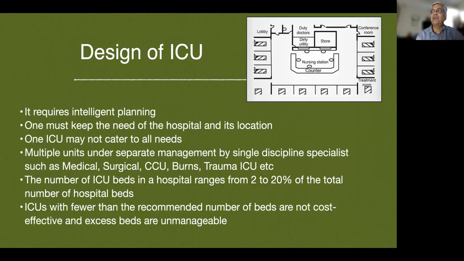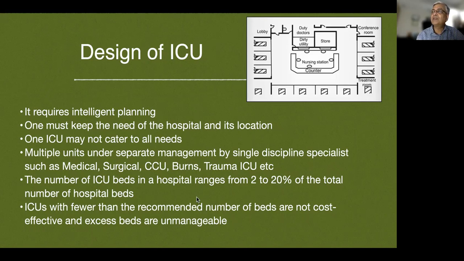Now, coming to the design of an ICU. An ICU requires very intelligent planning. One must keep in mind the need of the hospital, and the location of the ICU is dependent on the need of the hospital. One ICU may not cater to all the needs of a particular hospital. That is why you should have multiple ICUs with separate management, especially when there are multiple disciplines, and you may have a particular discipline specialist looking after a particular ICU, such as a medical ICU, surgical ICU, cardiac care unit, burns ICU, trauma ICU, etc.